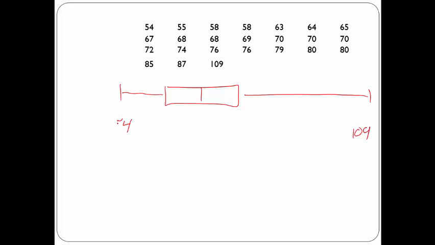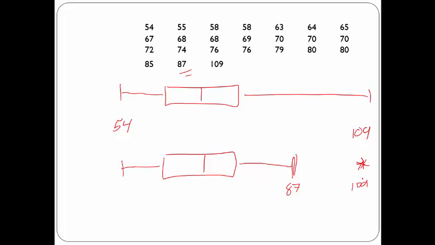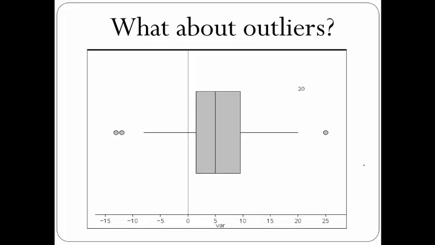So since we figured out that 109 was an outlier, what we could have done, if we wanted to make this modified, is we would have cut our whisker off at 87. Again, we need a scale to be exact, but this is just kind of a rough idea of what's happening. And then you'd have your outlier up here at 109 with some kind of dot or star, or some kind of indication that it is an outlier.